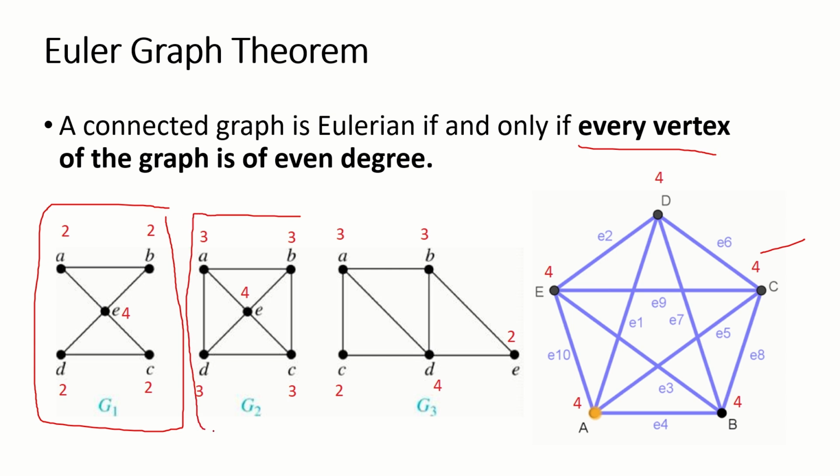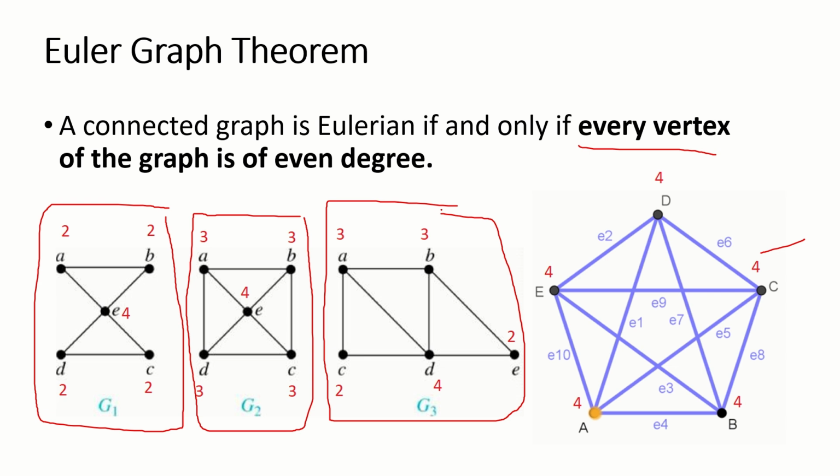This one, take note, 3 is not even, so it's not Eulerian. The same is true with this. Okay, so that's why these graphs 2 and 3 are not Eulerian because they don't have an Euler circuit. For the last graph, this one, all of the vertices have degree 4, then of course, this is Eulerian.